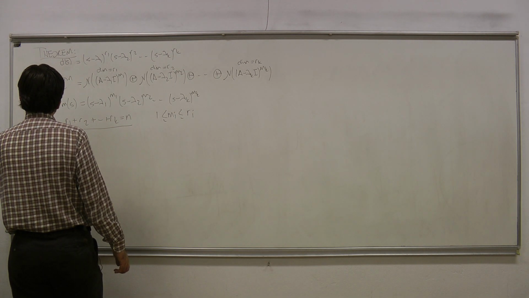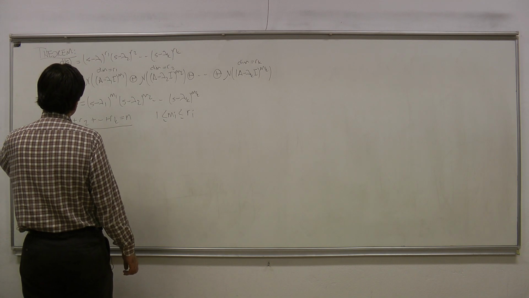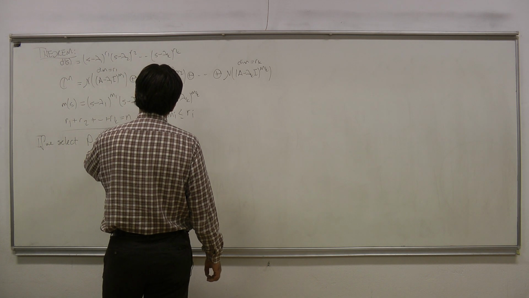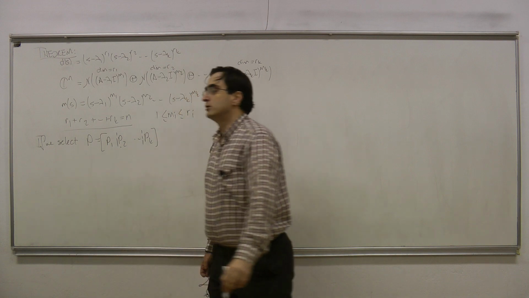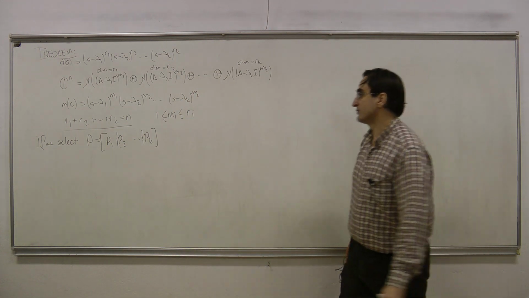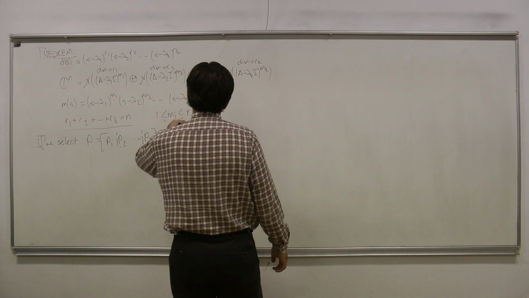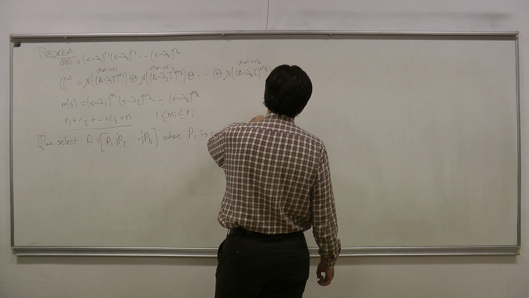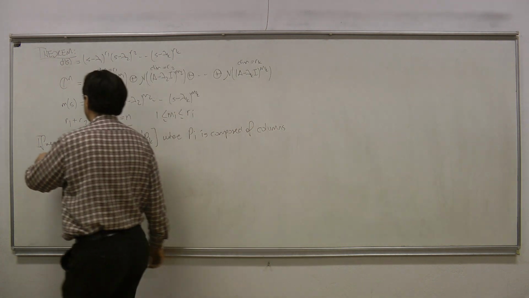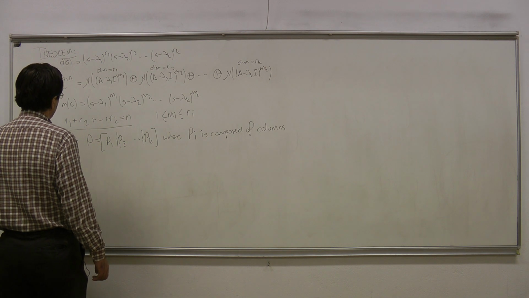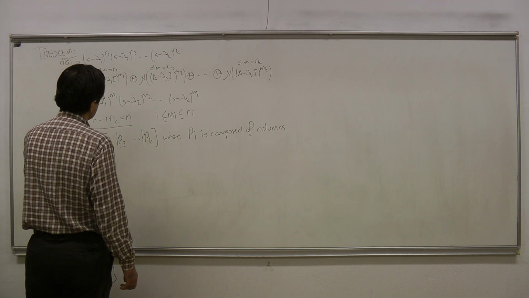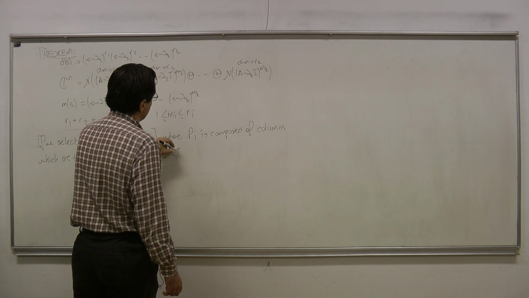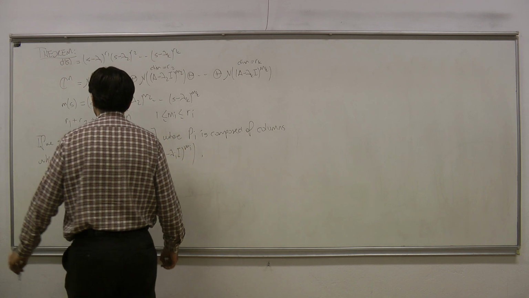So if we select P equal to P1, P2, going until Pk, this is going to be my overall P matrix, the basis change matrix, where Pi is composed of columns which are the basis vectors for the subspace, the null space of (A minus lambda i identity) to the power mi.